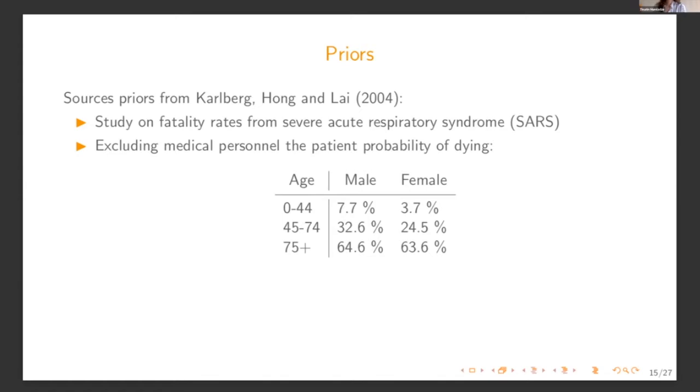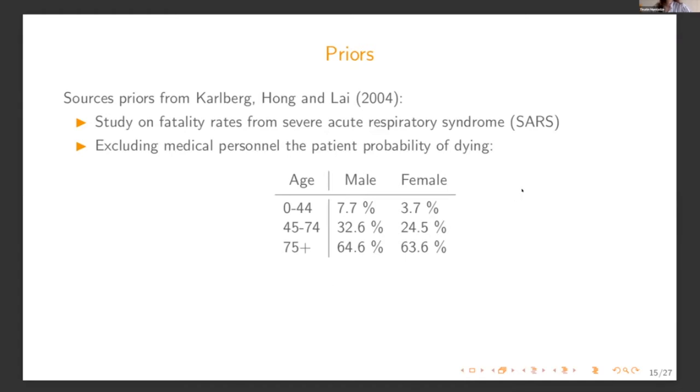Given the nature of the question we were studying, we had to rely on the independent data on severe acute respiratory syndrome as prior information for COVID-19. And we chose SARS because it is the virus which is closest in nature to the COVID-19 virus. So the priors we're including are patient probability of deaths that exclude medical personnel, and they are reported in the table you see on the slide.